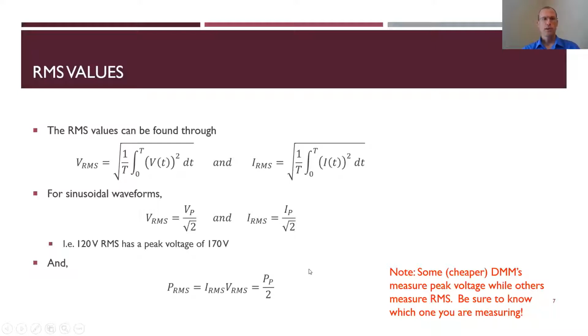And one thing to note, generally DMMs either measure peak voltage or RMS voltage. Some of the cheaper ones go for the peak value. More expensive ones generally measure the RMS value. It's good to know which one you're actually measuring. I don't think we actually have to measure any alternating current voltage in the labs. You might have to, may not have to. But again, it's good to know which one you're actually measuring, which one the DMM you bought is actually doing.